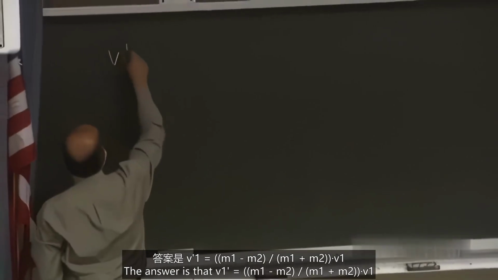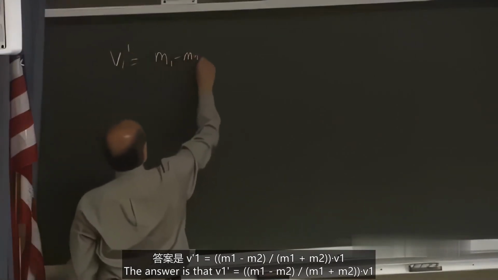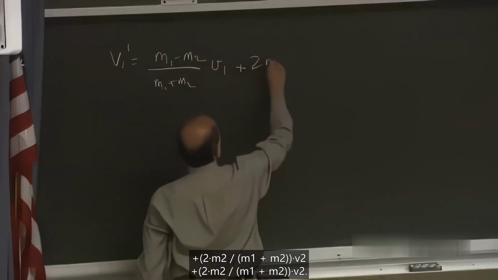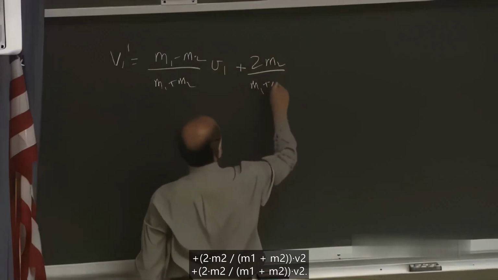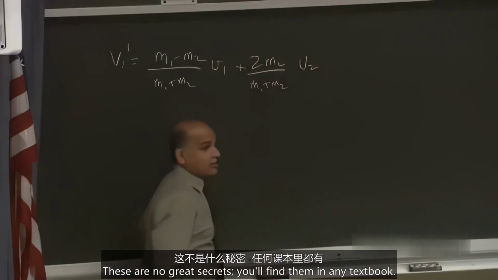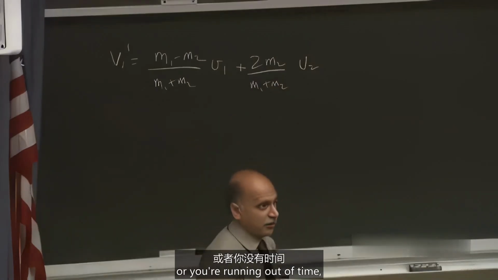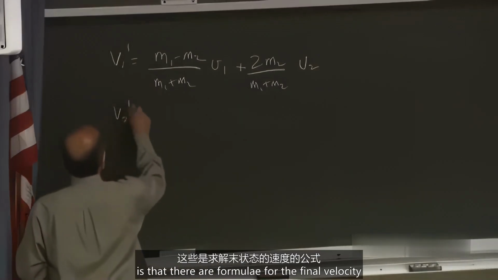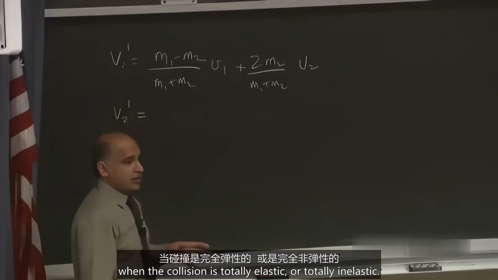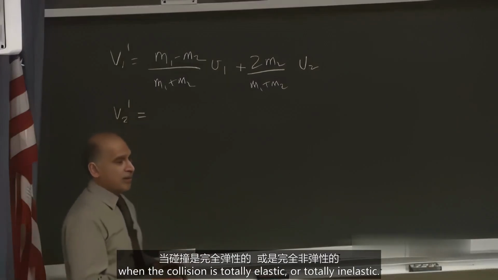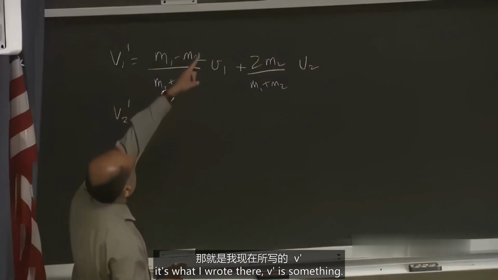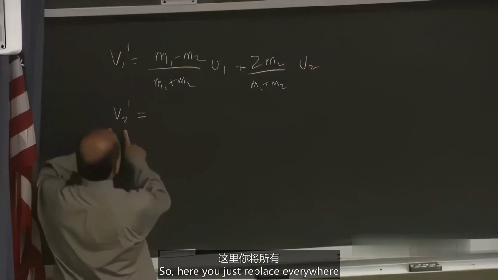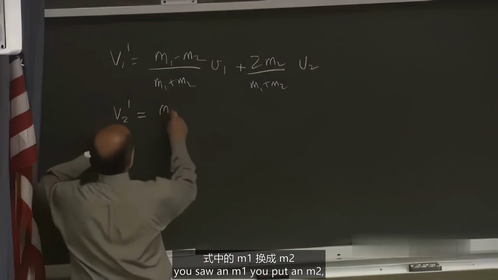The answer is that v1 prime is equal to m1 minus m2 over m1 plus m2 times v1 plus 2m2 over m1 plus m2 times v2. These are no great secrets. You will find them in any textbook. So if you cannot follow my handwriting, you're running out of time. Just what you should be understanding now is that there are formulas for the final velocity when the collision is totally elastic or totally inelastic. If they're totally inelastic, it's what I wrote there, v prime is something. If they're totally elastic, you have a formula like this one. So here, you just replace everywhere you saw an m1, you put an m2.